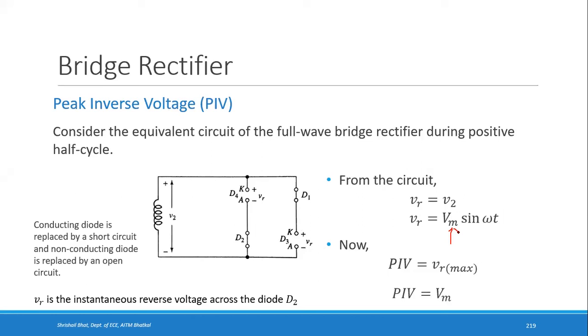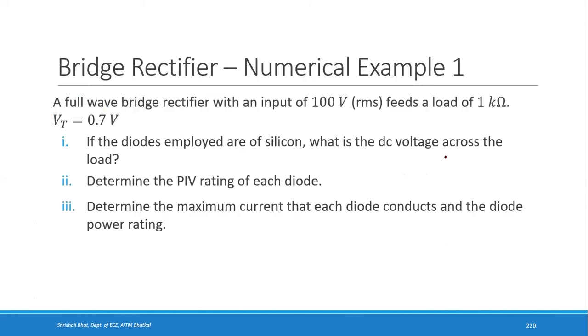Then for the bridge rectifier, the same kind of numerical examples can be asked, like what you had seen for the half wave rectifier. If they mention the bridge rectifier, you use the equations for the bridge rectifier and solve them, right? There is one numerical example in your model paper related to the bridge rectifier. Just note this down. A full wave bridge rectifier with an input of 100 volts. The input value given as 100 volts is the RMS value.